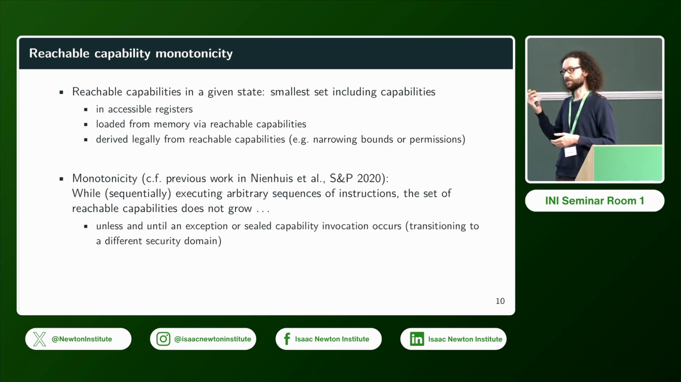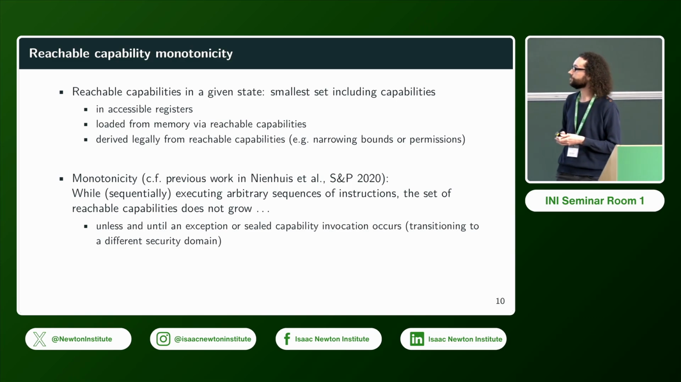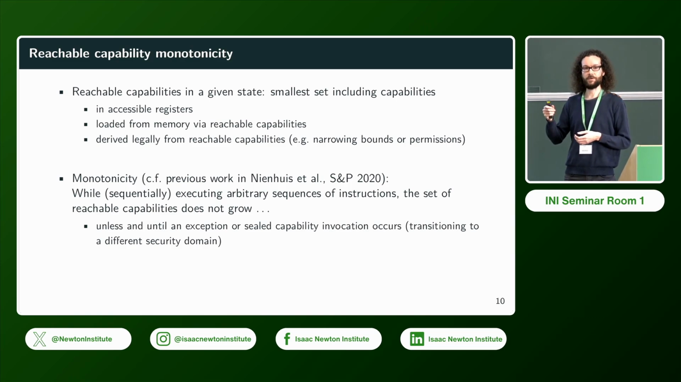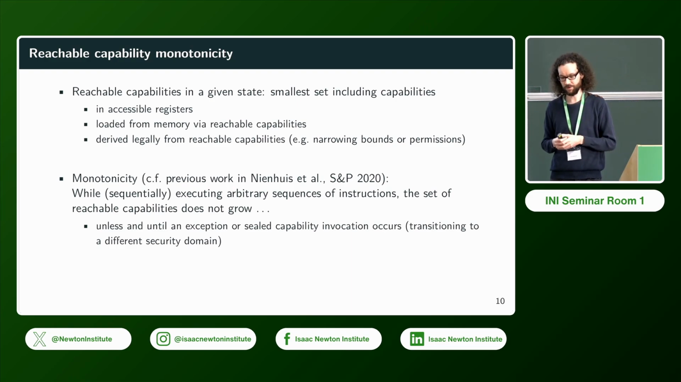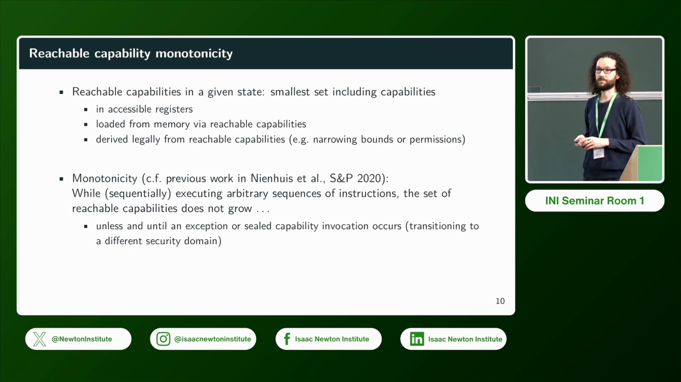And then there is also a mechanism that Morello provides for securely transferring control between pieces of software that might be mutually distrusting of each other, using a mechanism called sealed capabilities. And you could use that, for example, to call into another software compartment without giving it access to your own data. And that might also constitute a non-monotonic transition.